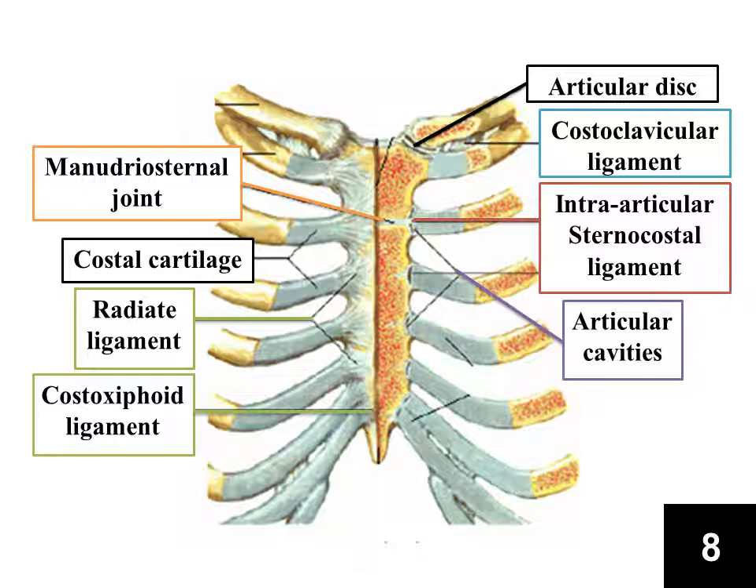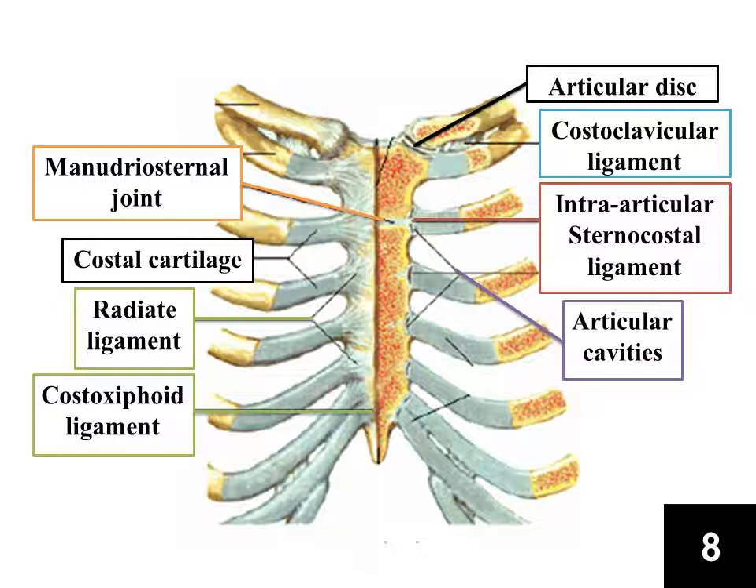Now the xiphisternal joint, which is between the xiphoid process and the lower border of the body. This joint is also a secondary cartilaginous joint, and it will be ossified in the middle of life. That was in the elderly, but this one is in the middle of life.